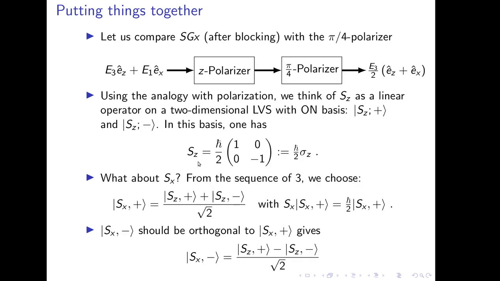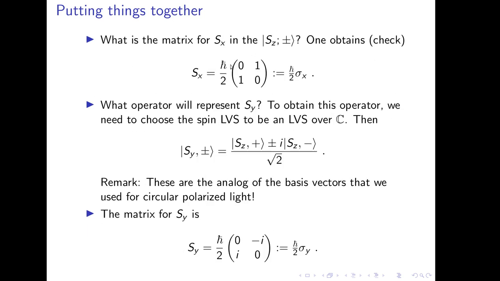Eigenstates or eigenvectors. So what is the matrix for Sx in this basis? You can just go back and use our definition of matrices. You will get h cross by 2 times the matrix (0, 1; 1, 0). And this matrix, up to the prefactor, is called the Pauli sigma x matrix, or capital X.